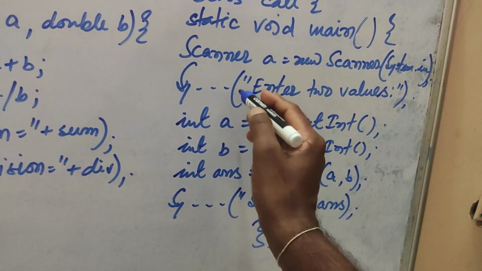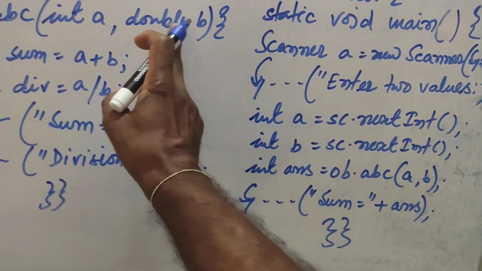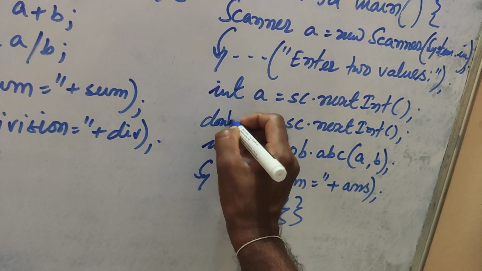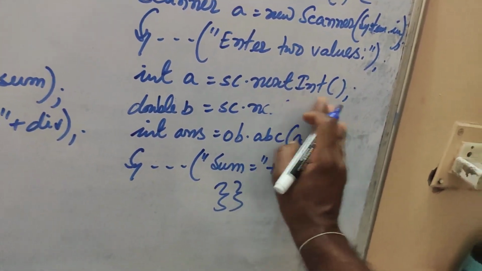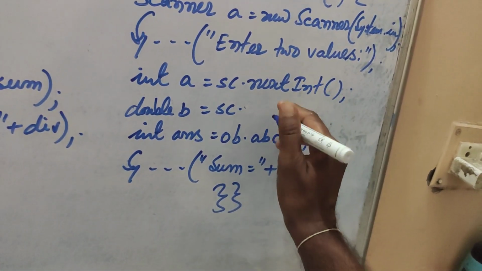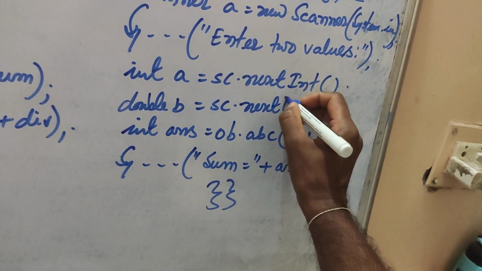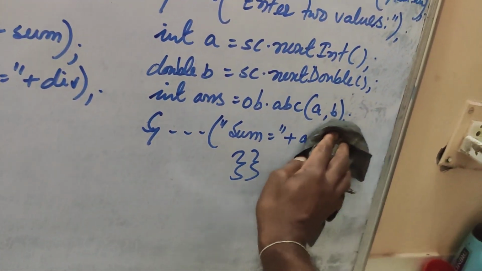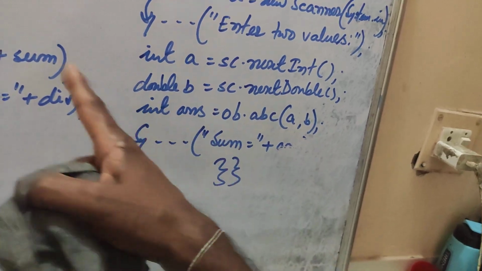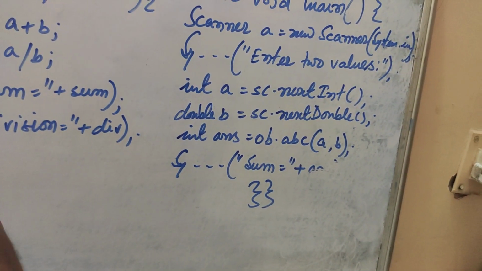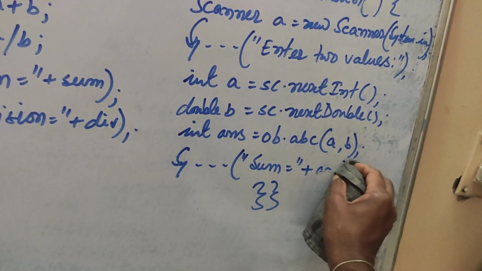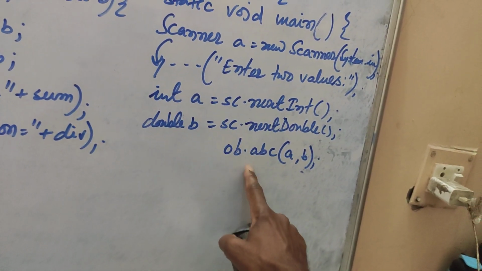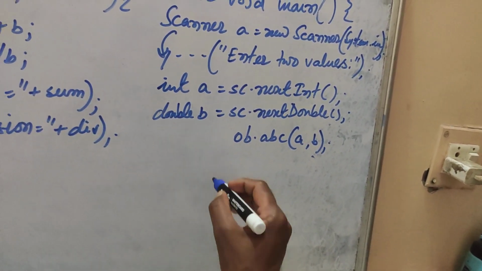Now I want to call it. Enter 2 values. This int and this one we need to take as a double. Double b equal to sc dot next double. Then see what advantage you are getting by using impure functions when you are calling in impure. Then this is not needed. You just need to write ob.abc a comma b. Close.